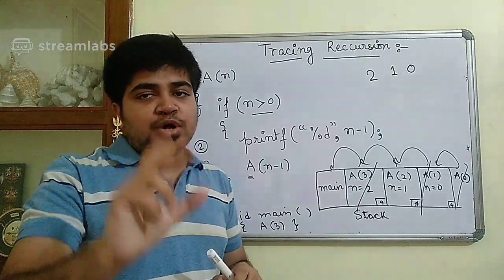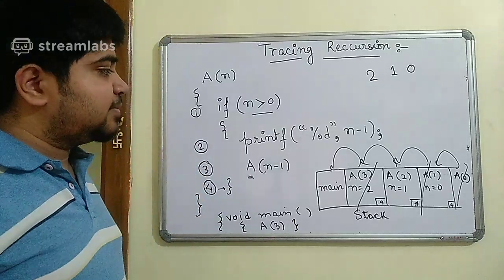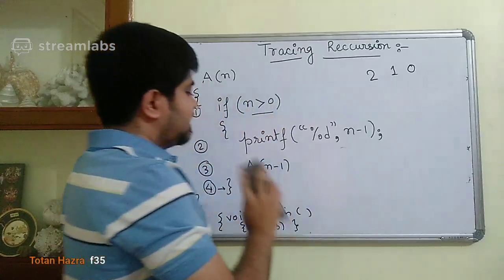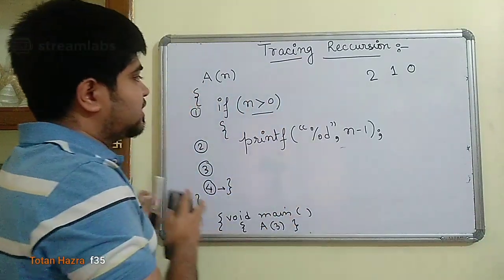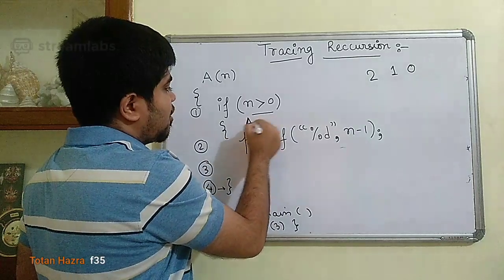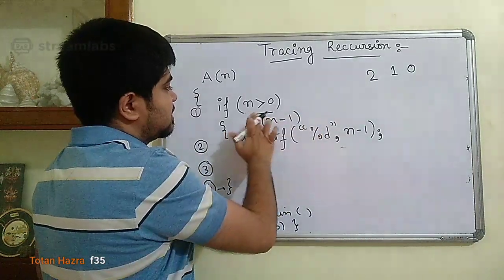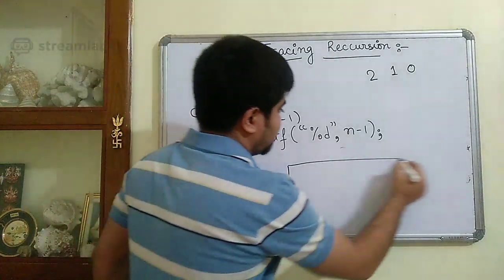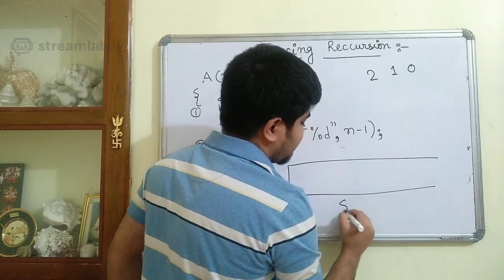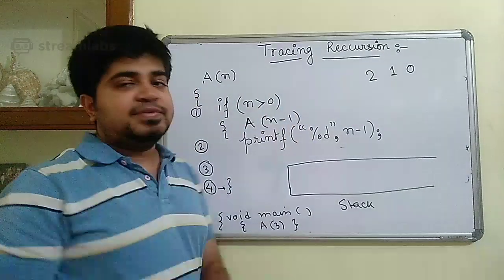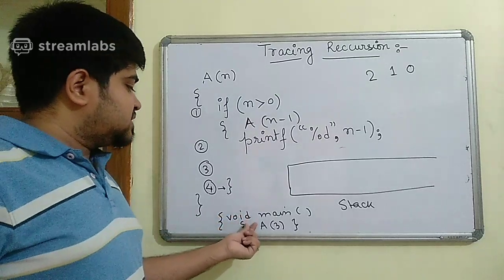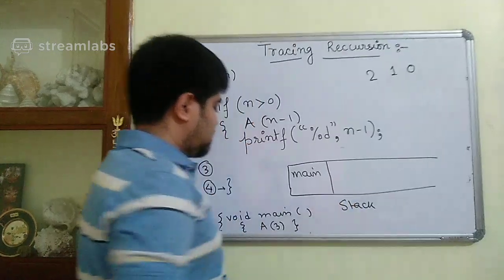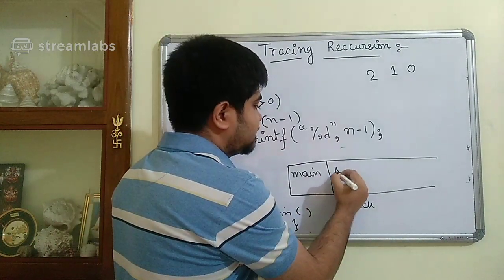Now let's just modify a little bit, right, so that we are able to understand what is actually happening. Let's not call this over here. Let's state a of n minus 1 here, right? So let's see what happens. So we have the stack. Now within the stack, first the main function, then a of 3.